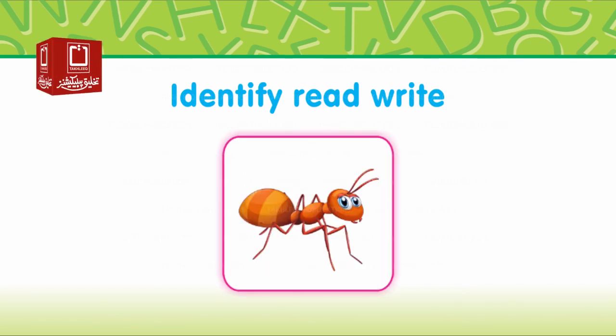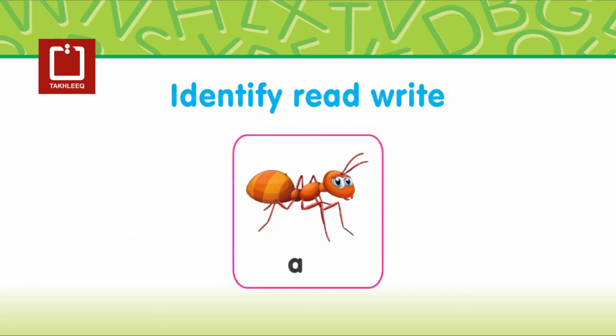On lines, we see here the picture of an ant. Now we say the spellings of ant. A N T, ant. So we write A N T, ant, on lines.